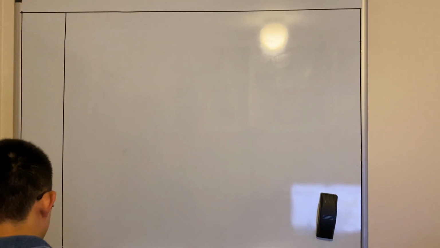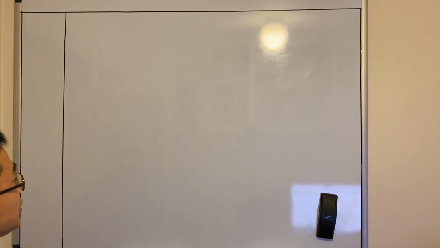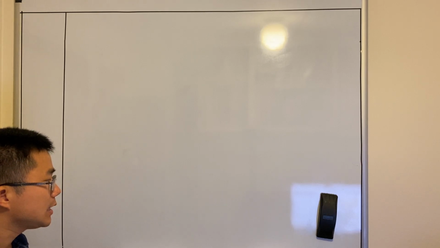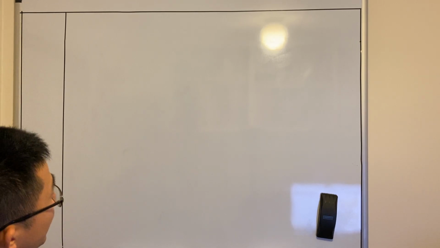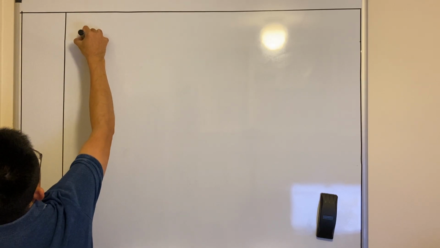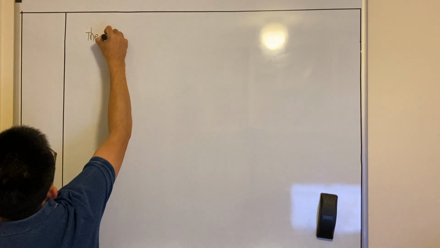Okay everyone, so today what we are going to do is cosine rule. So I'm going to teach you how to use a cosine rule to find the length of a side and how to use a cosine to find an angle. But firstly, let's start to do the proof. So the cosine rule.